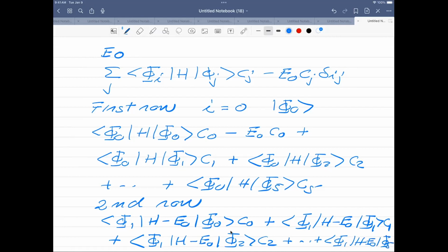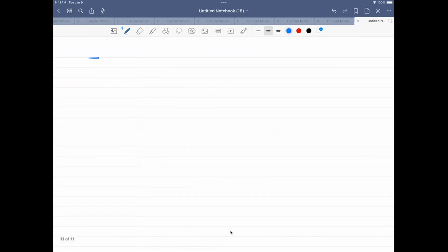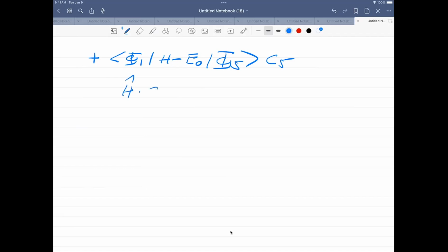Let me just wipe this out and rewrite it on the next page. So the final term here is then plus, and then I have phi 1 of H minus E0, and E0 disappears, multiplied with C5. And then you see that this is actually nothing but us writing out the matrix H times the vector C. And this is equal to E0, which we now have picked as the ground state, multiplied with C. If you write it out row by row here.